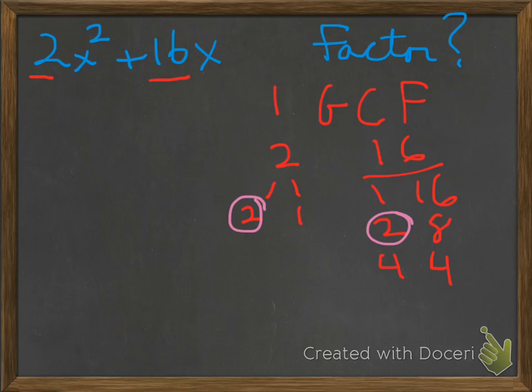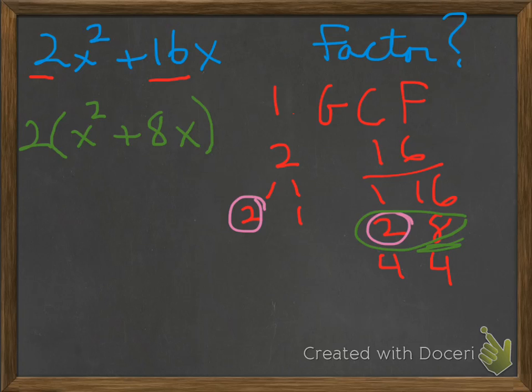Choose green. Green's kind of nice. And we'll put 2 on the outside. And once we factor out the 2, we need to put parentheses. x squared. And then, of course, 16 divided by 2, that's going to be 8. So I'm going to have 8x left. There's no number technically in front of the x squared. There's just an implied 1. That's why you don't see a number there.